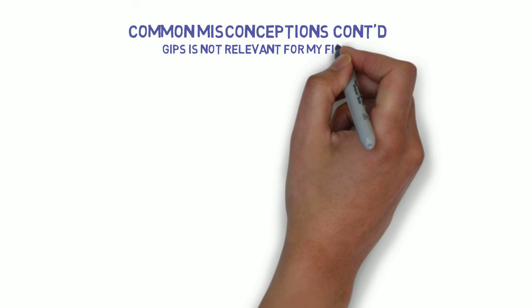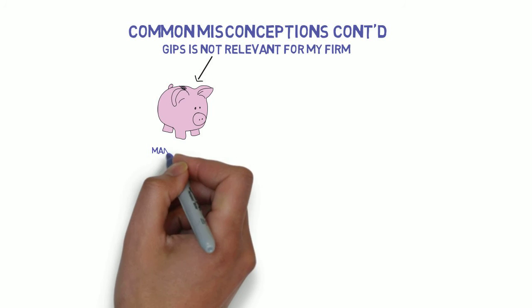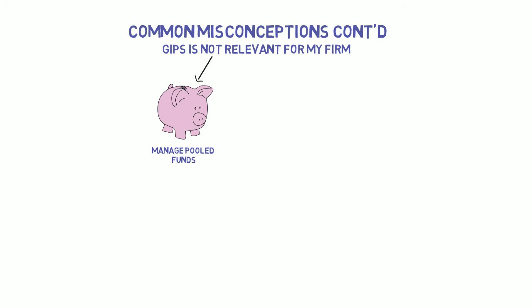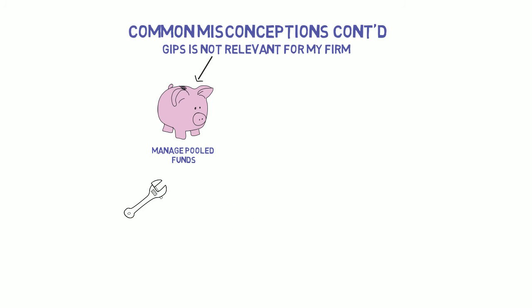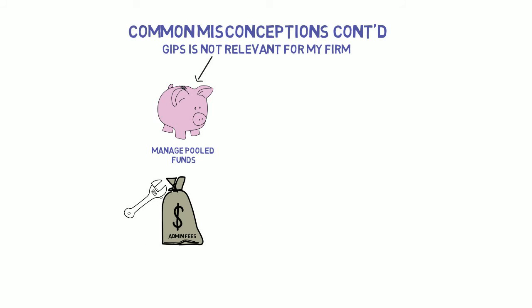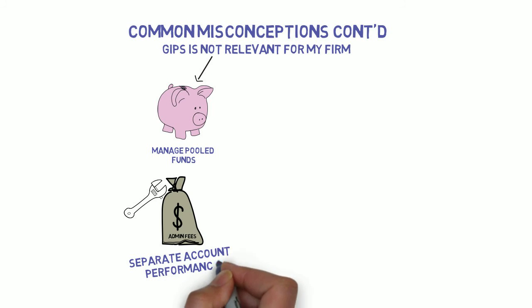Another common misconception some firms have is that GIPS is not relevant for their firm. Firms who only manage pooled funds often believe this because, understandably, creating a composite with only one account seems pointless. But when marketing a composite rather than the fund itself, adjustments can be made to the fund's fees to make the performance results more representative of what a separate account would have experienced. Using a composite and removing the effect of admin fees will improve your comparability to a competitor who is marketing a composite of separate accounts.